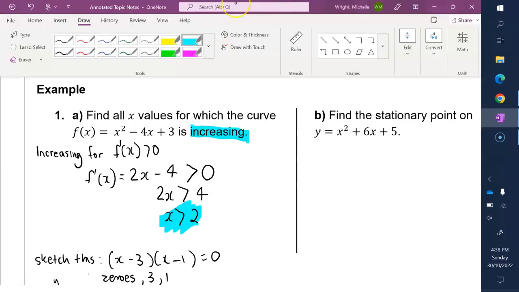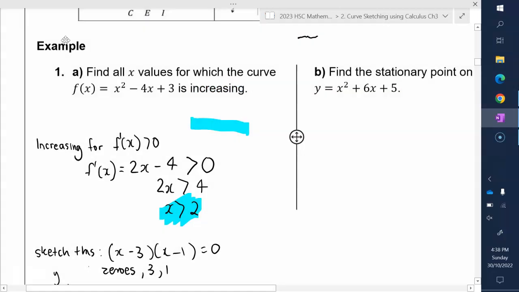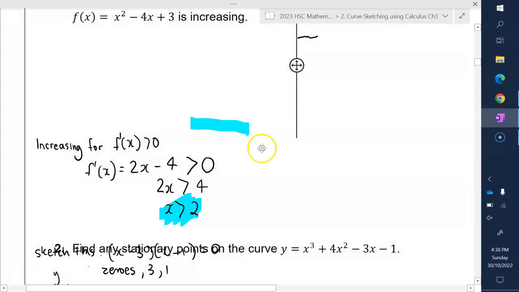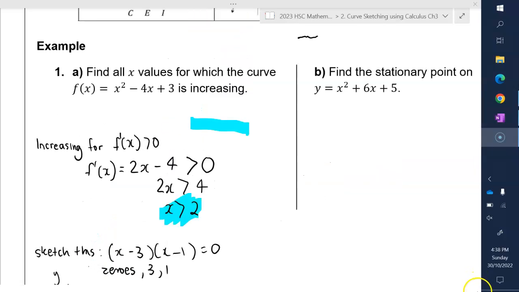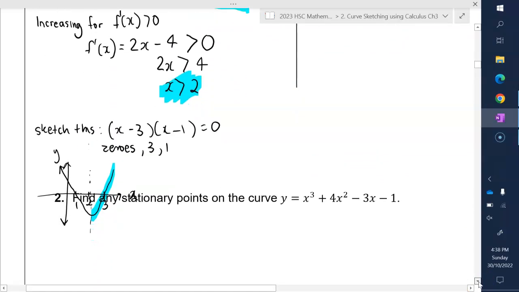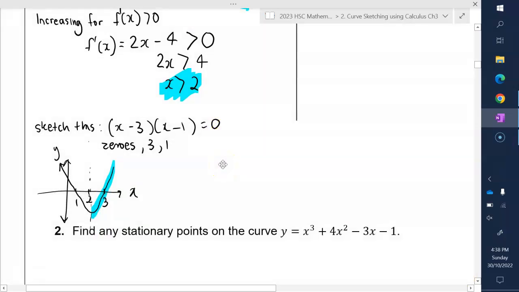Now what I've done below is drawn a little sketch of that. I found the zeros of this function by factorising. The zeros were at 3 and 1, so I could quickly draw that function. When I drew that, oops, I'll just fix that up for us. Okay, that's a little bit better. When I drew that function, it cut the x-axis at 1 and 3.